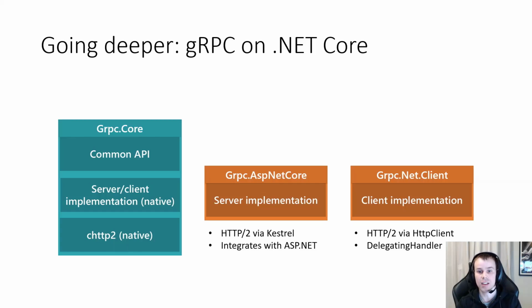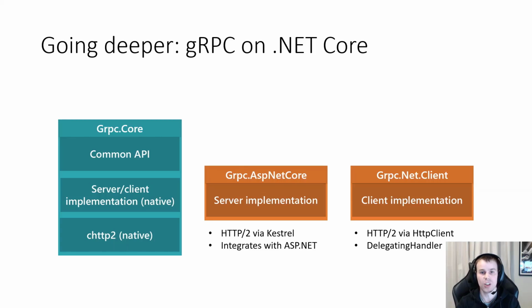So what have we done in our new implementation? We have two new NuGet packages. We have gRPC ASP.NET Core, so that's our server implementation. That sits on top of Kestrel and it integrates very well with ASP.NET Core. So you can use all your favorite ASP.NET Core features like dependency injection, configuration, you can have middleware, you can use your standard authorization or authentication options. All of those things work with our new gRPC ASP.NET Core NuGet package.